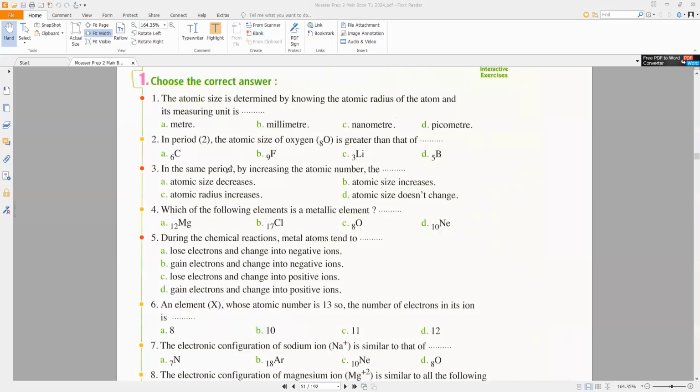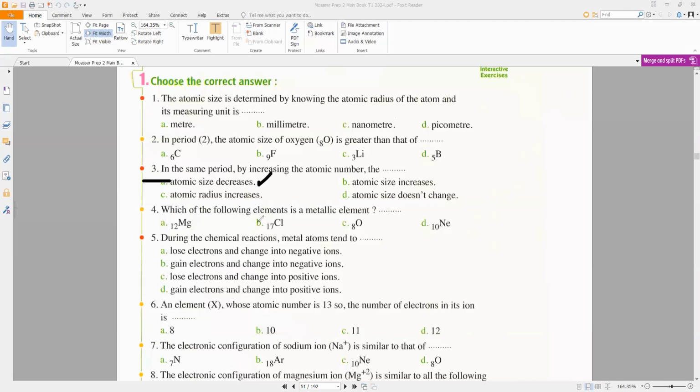In the same period, as the atomic number increases, what happens to the size? Does it decrease, increase, or not change? Does the atomic radius increase? What will it choose? In the period, the atomic size decreases. This is the right answer.